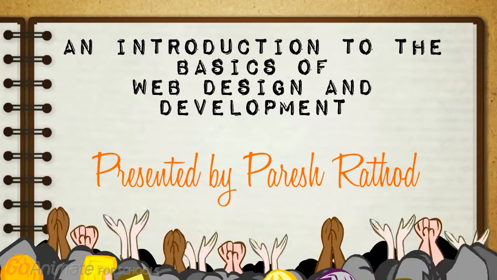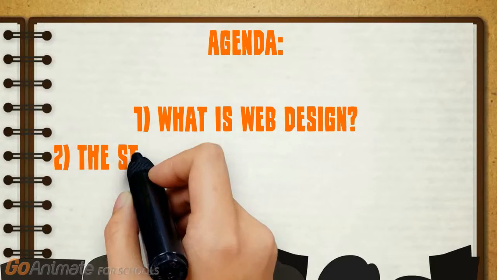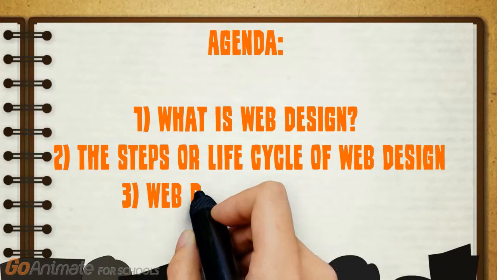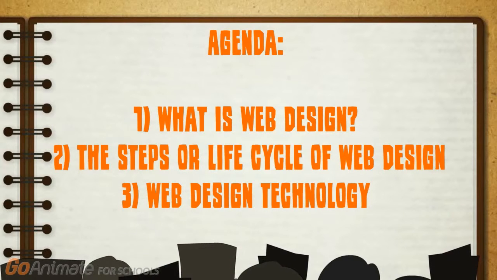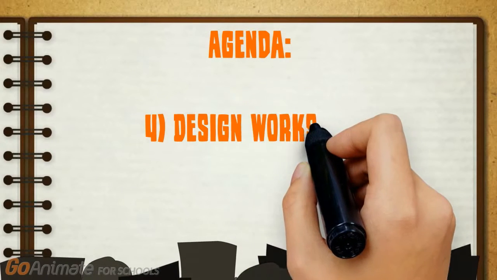Today's agenda is: first, we will learn what web design is; second, we will learn the process of web design, the steps or life cycle of web design; third, we will see which technologies can be useful in web designing. Finally, we will conduct a web design workshop.